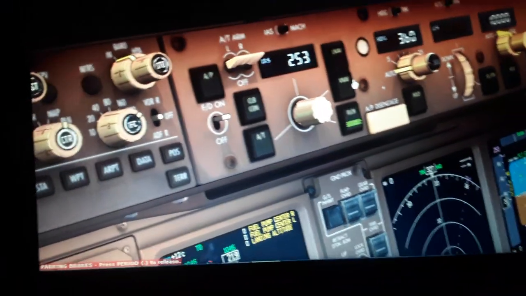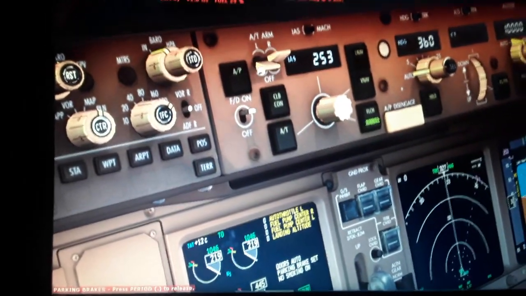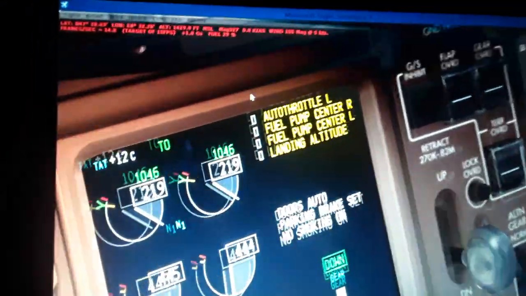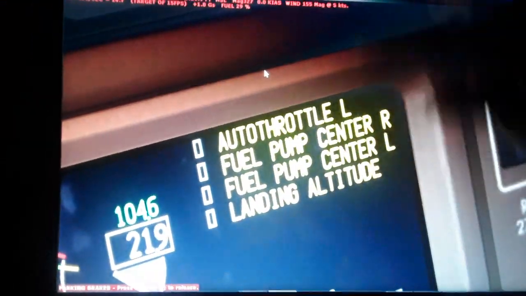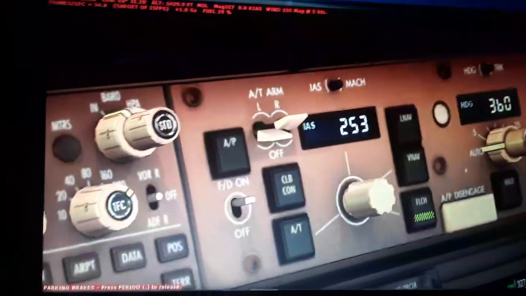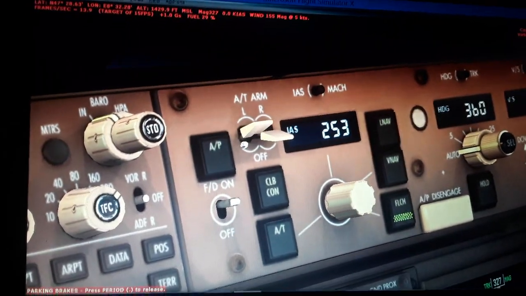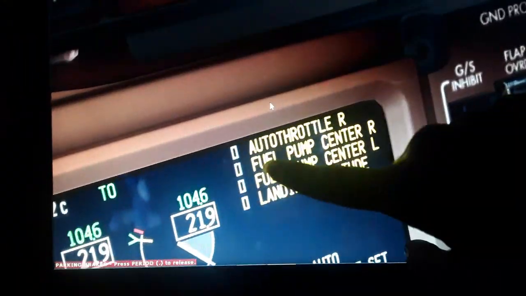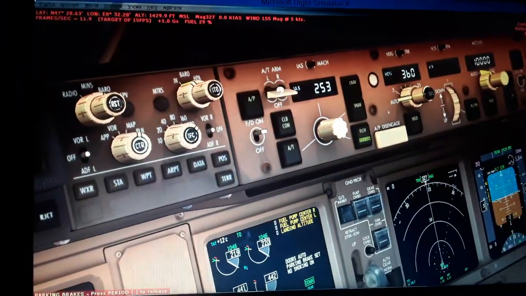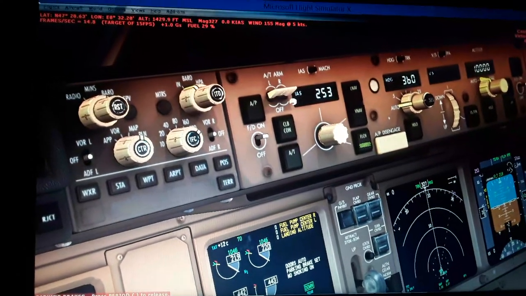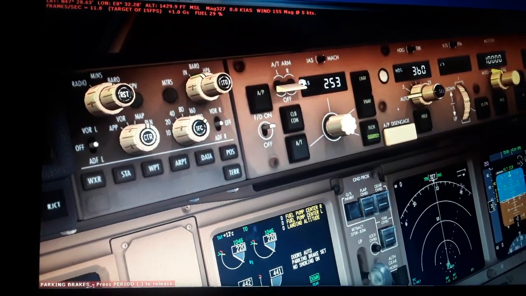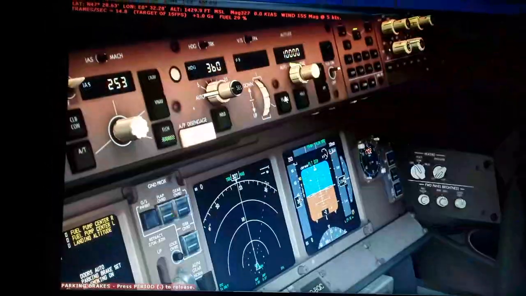We have the auto throttle over here left off. You will see the auto throttle in the systems display as a warning. We have the auto throttle left off here. We have only the auto throttle right on. We have auto throttle right off. We have both auto throttles off like this or on like this. So this is gonna determine the warnings. You can see the indications.